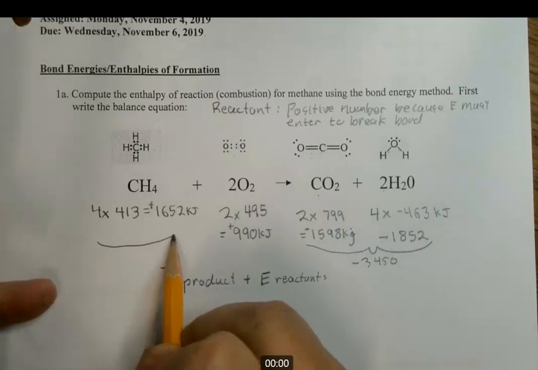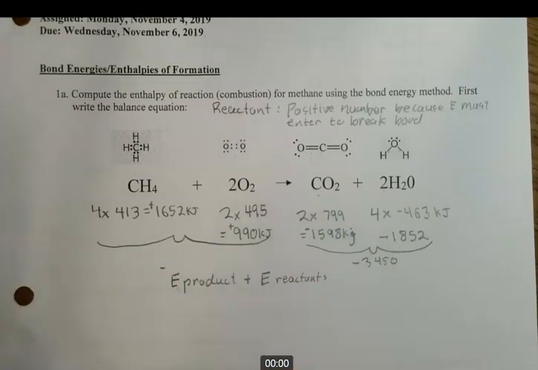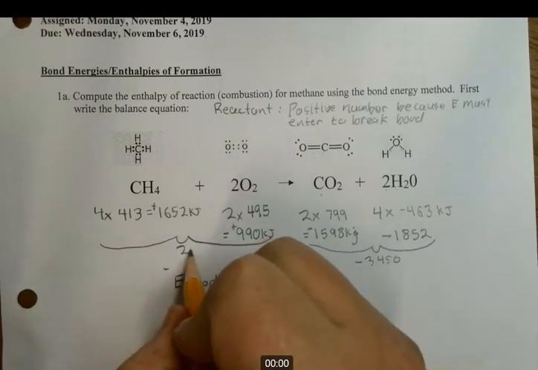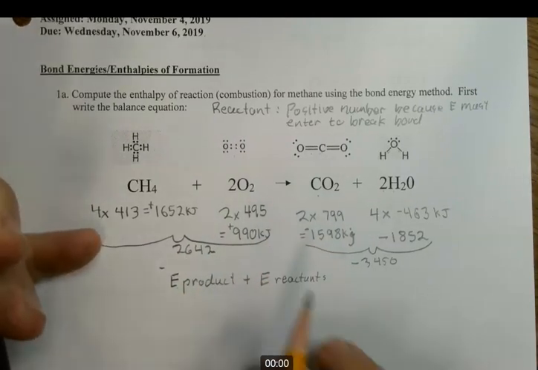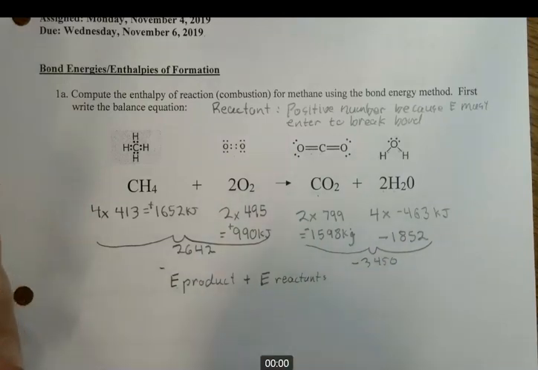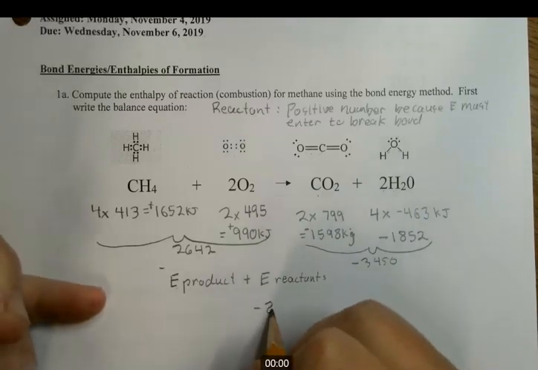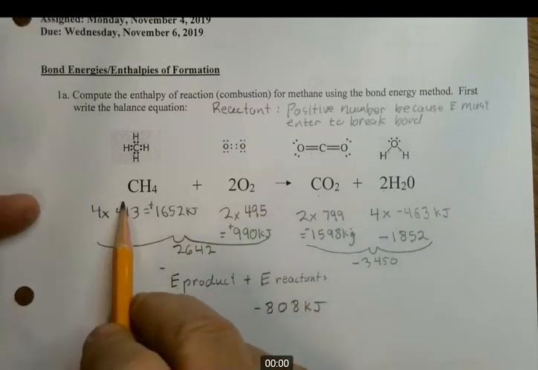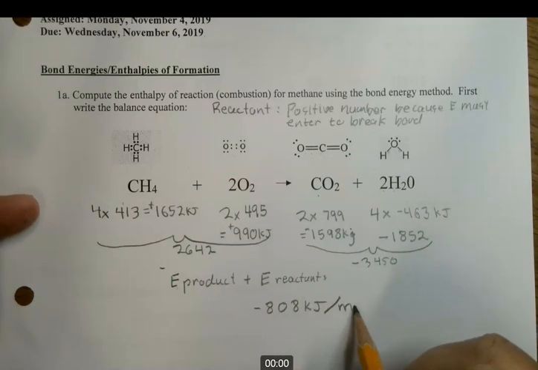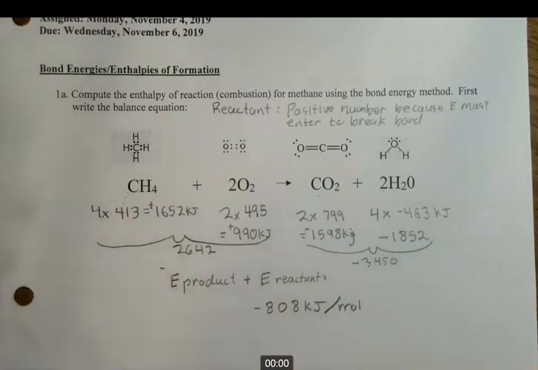And over here, we have 1652 plus 990, and that's going to be 2642. And so you add those two numbers together and you end up with a negative 808. And that's kilojoules. It says it's for 1 mole. If you want, you can say it's per mole. But it doesn't always have to be for exactly 1 mole. It just happens to be in this case, okay? So that's how you do that.